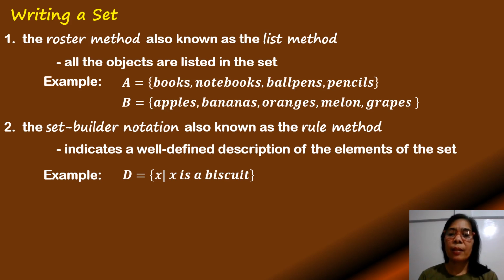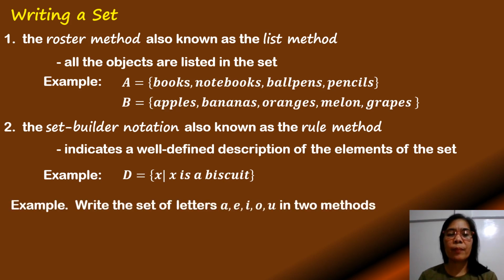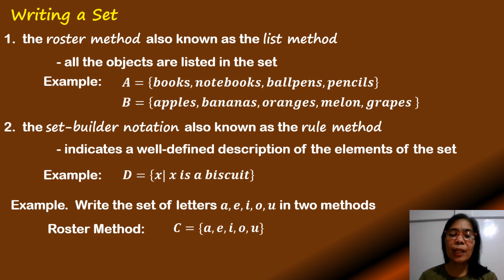And objects which are not a biscuit do not belong to set D. Let us have this example. Write the set of letters A, E, I, O, U in two methods. So in the first method, the roster method, what we're going to do is simply write all the elements A, E, I, O, U inside the braces to indicate a set. So we can denote that one with any capital letter in the alphabet. So in here, we let C represent the set containing the elements A, E, I, O, U.